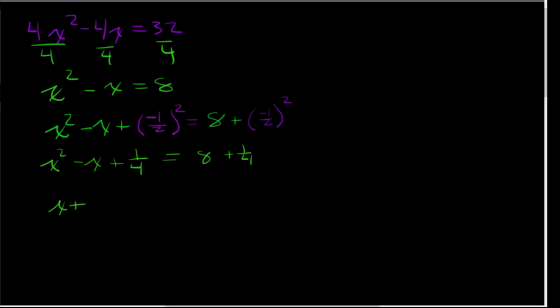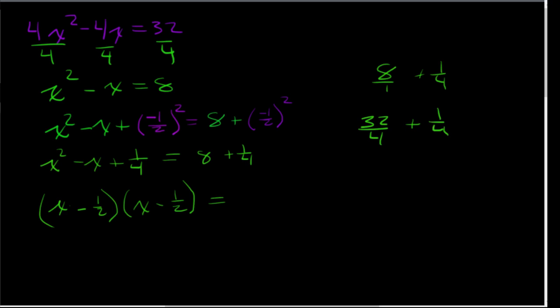This can be rewritten as x minus 1/2 times x minus 1/2. 8 plus 1/4, well I can do that up here. 8 over 1 plus 1 over 4. In order to get a common denominator, I have to multiply both the top and the bottom of the 8 by 4. So I'll get 32 over 4 plus 1 over 4, and that will give me 33 over 4. This can be rewritten as x minus 1/2 squared.